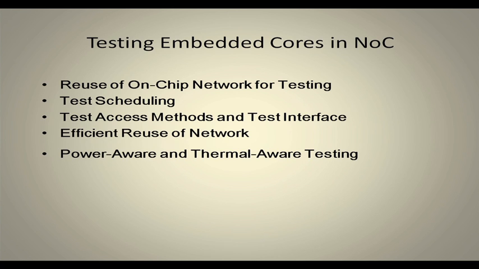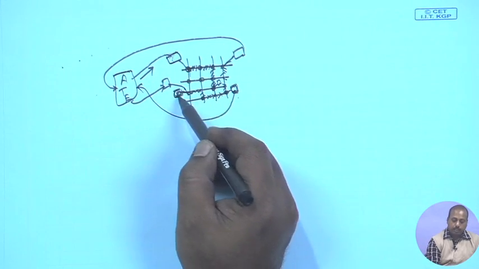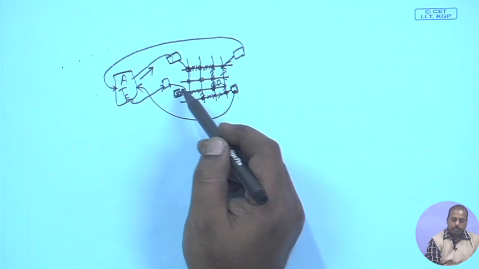Then there are test access methods and test interface. How are you going to use the test, in the sense that, as I was telling in this example, we assume that this core and this core are acting as source and sink. Similarly, these two cores are acting as source and sink. Like that we have assumed.